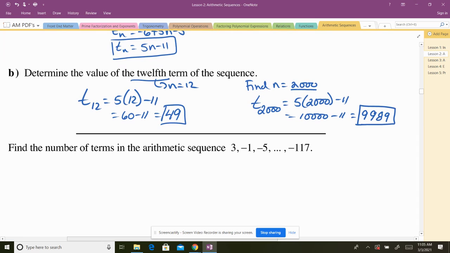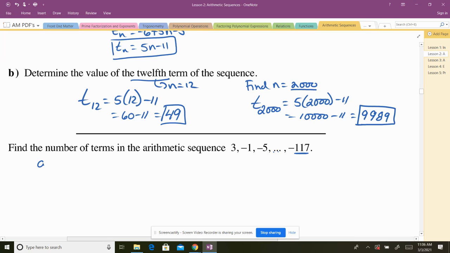I will give you a sequence. I'll say, what's the 2000th term? You've got to calculate the formula, punch the n in, and it spits out the answer. Now, if I give you a finite sequence, i.e. there is a last term, and I ask you, how many terms are there? It's not that there are 4 terms here, because this dot, dot, dot means there's a whole bunch of stuff in the middle to get to negative 117.